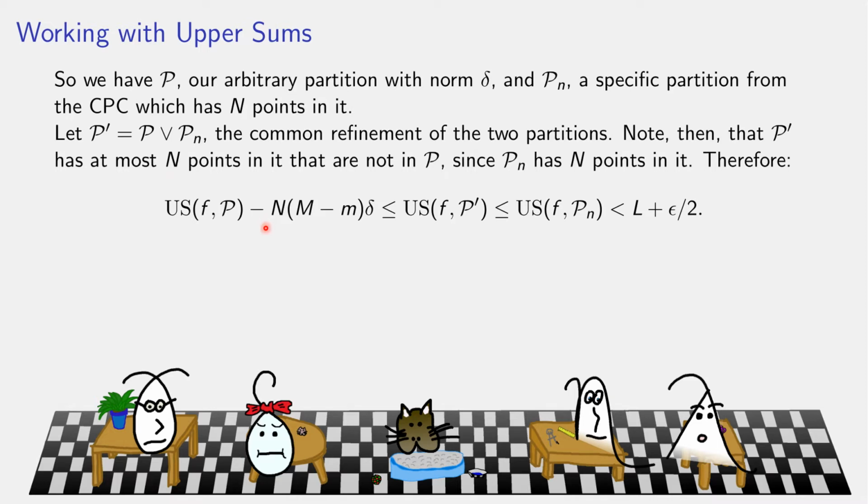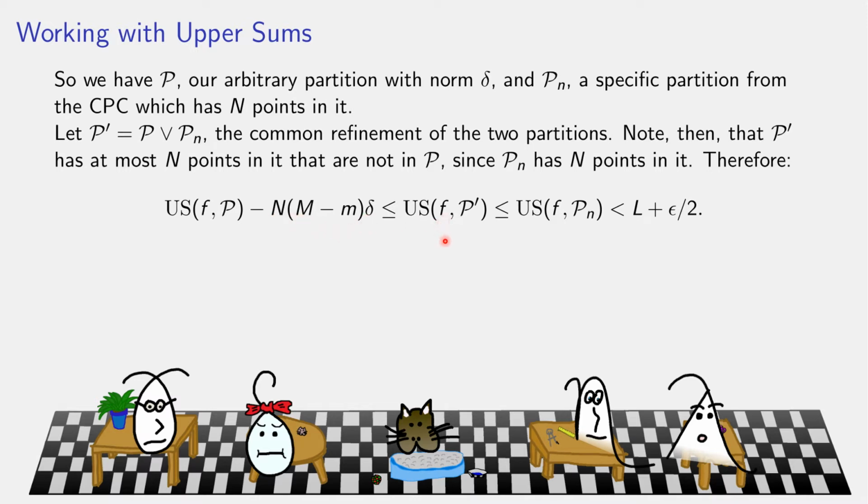Therefore, every time I add a single point, the value of the upper and lower sums can change by at most this difference times the norm of the partition. So since I added capital N points, when I refine the partitions to get P prime, the upper sum could only go down, but by no more than the number of points I added times the amount that a single point can possibly throw off an upper sum.